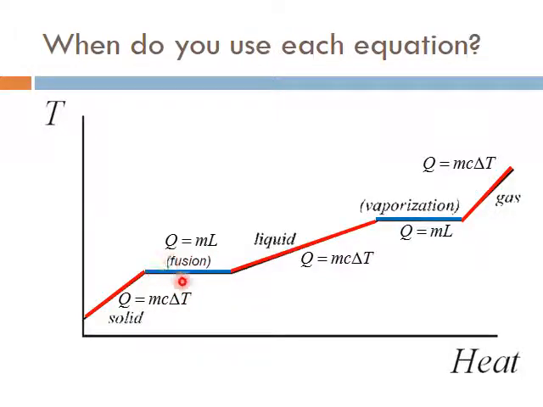If it's undergoing a phase change, on any of these, I'm going to use the latent heat equation. Q is equal to mc delta T I use at any of the spots, right? Now the c might be slightly different, and you can tell it is actually by the slope of the line.